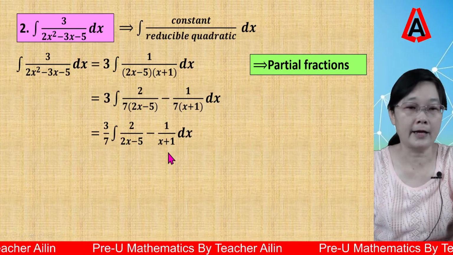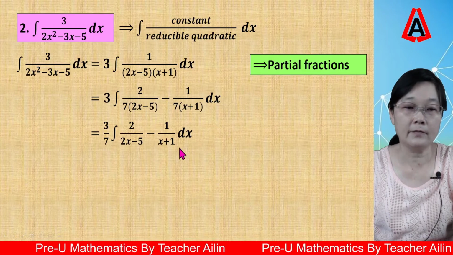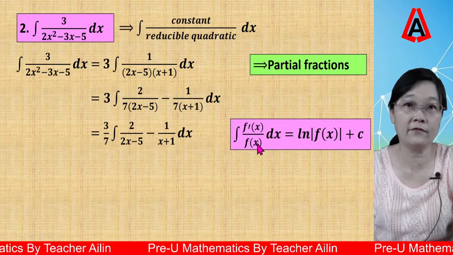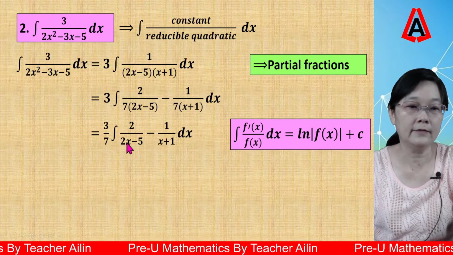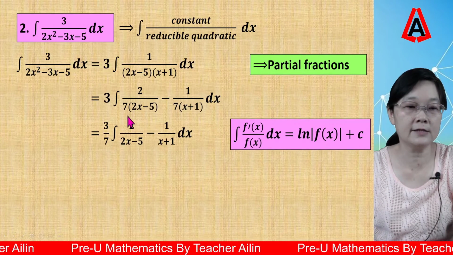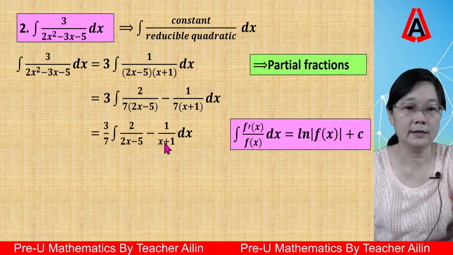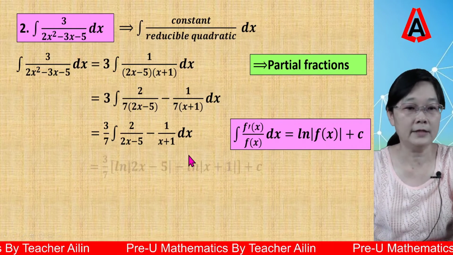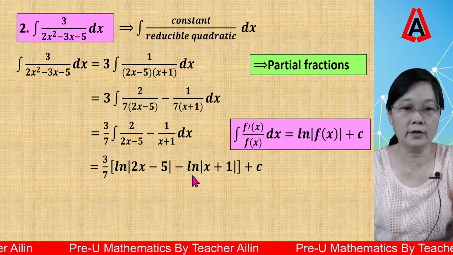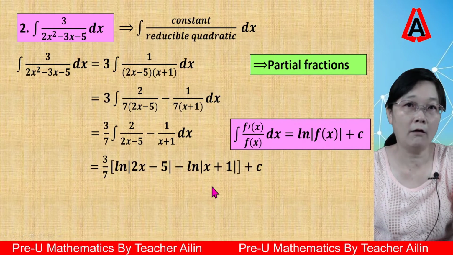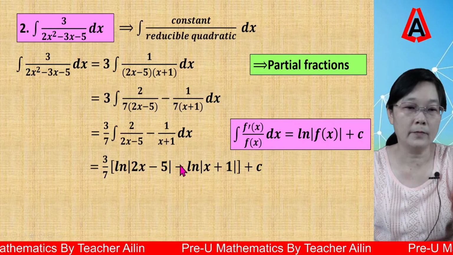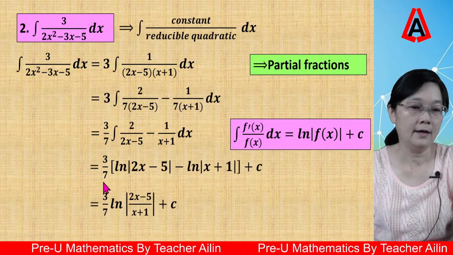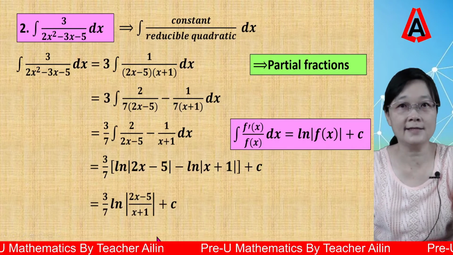After this step, I find that I'm ready to do the integration by using this formula, where the derivative of 2x minus 5 is 2 and the derivative of x plus 1 is 1. So after integration, I'll get ln. And according to the law of logarithm, minus can be changed to divide. And finally, we end up with this final answer.